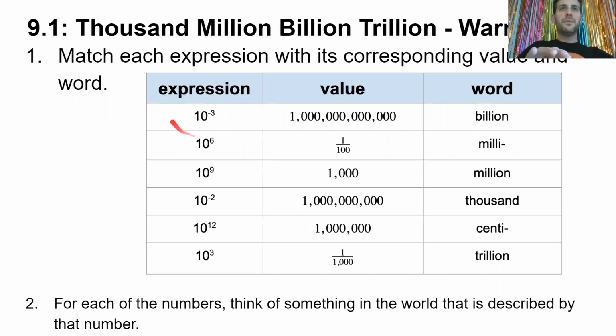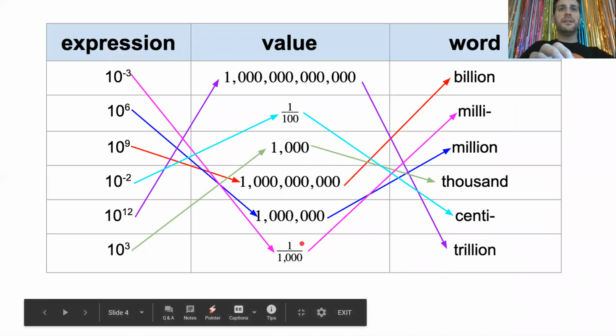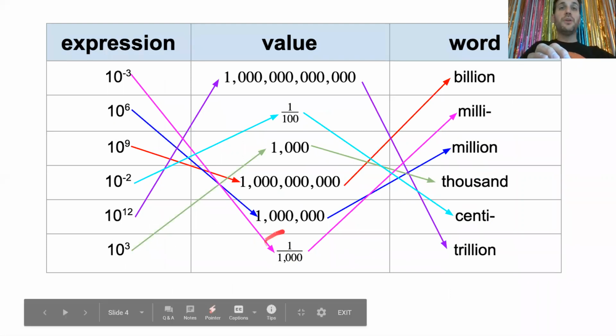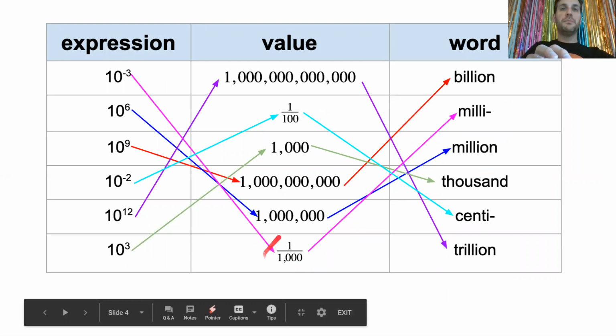So here, for example, this expression, 10 to the negative third, matches up with 1 over 1,000 because 10 to the negative third doesn't mean 10 to the third power, but negative, it means 1 over 10 to the third power. And in this case, that's 1 over 1,000. The prefix would be milli, as in millimeter. That means there's 1,000 millimeters in a meter because each millimeter is 1,000th of a meter.